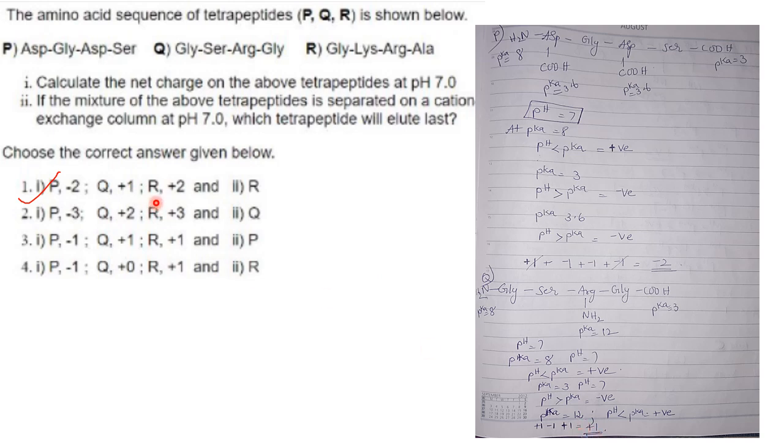Now R is plus 2, that I have done in the next slide. I will tell it there. Now R is plus 2 charge. Now coming to the cation exchange column question.